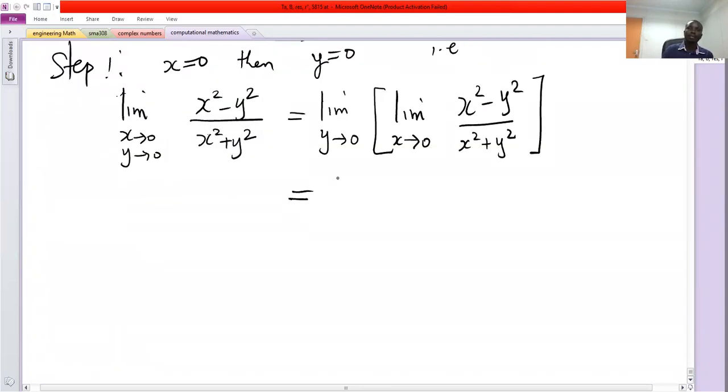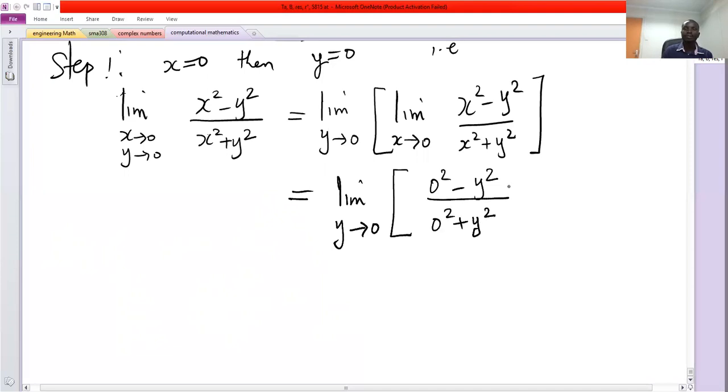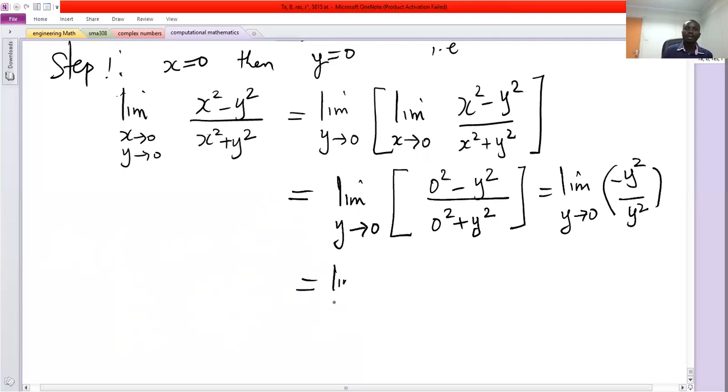So we'll have the limit as y approaches 0. Now, where there is x, we put 0, so it'll be 0 squared minus y squared over 0 squared plus y squared, which is the limit as y approaches 0 of negative y squared over y squared. And this is just the limit as y approaches 0 of negative 1, which is negative 1. The limit of a constant is the same constant. So call this one f1.